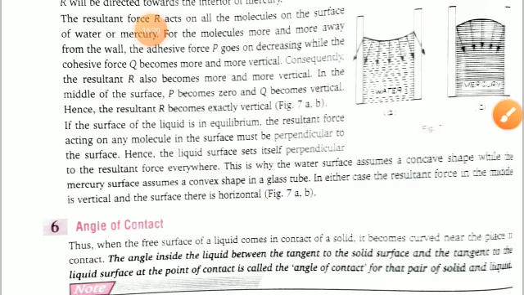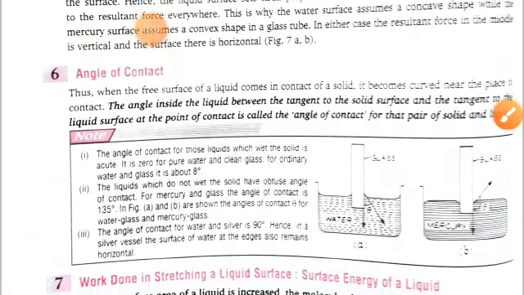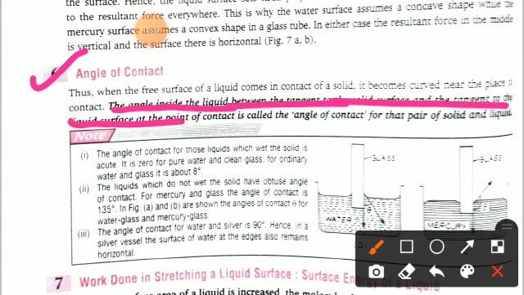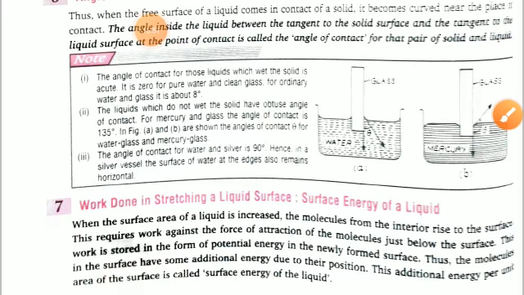This is 7, the important one, the angle of contact. Clear? What is the angle of contact? The angle inside the liquid between the tangent to the solid surface and the tangent to the liquid surface at the point of contact is called the angle of contact for the pair of solid and liquid. Here you can see the note given.